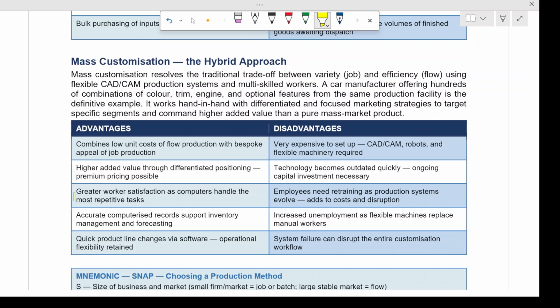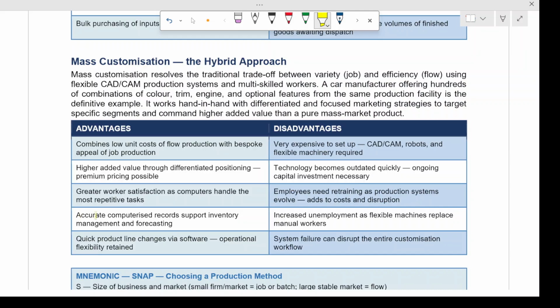It also leads to greater worker satisfaction as computers handle their most repetitive tasks. So, for example, taking the example of cars, if the workers have to paint everything black all day for the rest of their lives, they would not be happy. But if they have to make different combinations, if they have to make it beautiful and they find meaning in their work, they would be motivated.